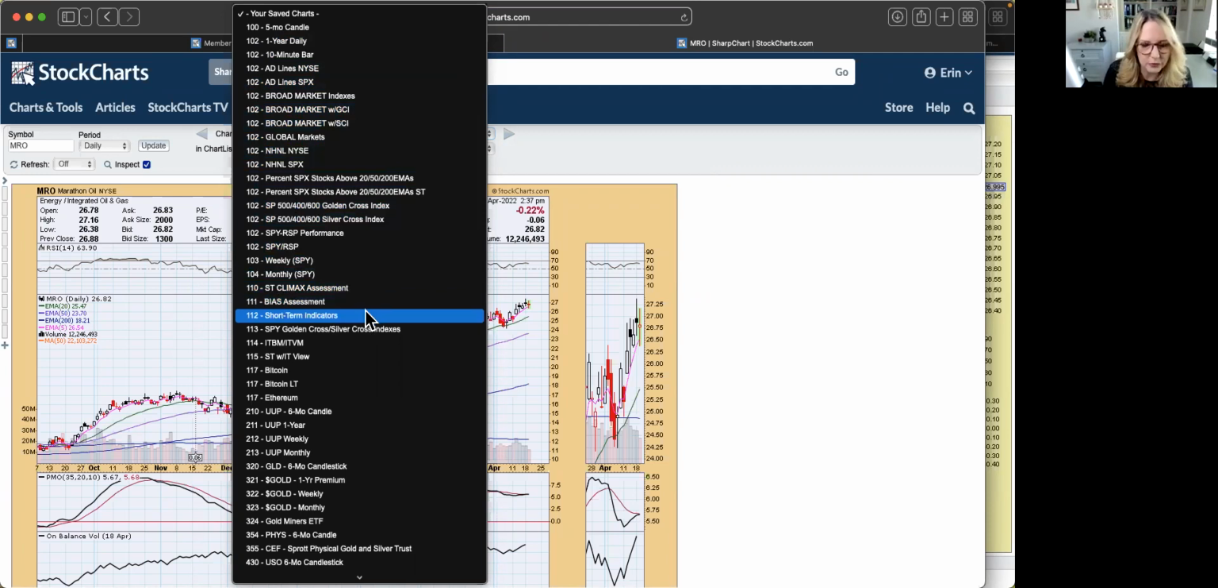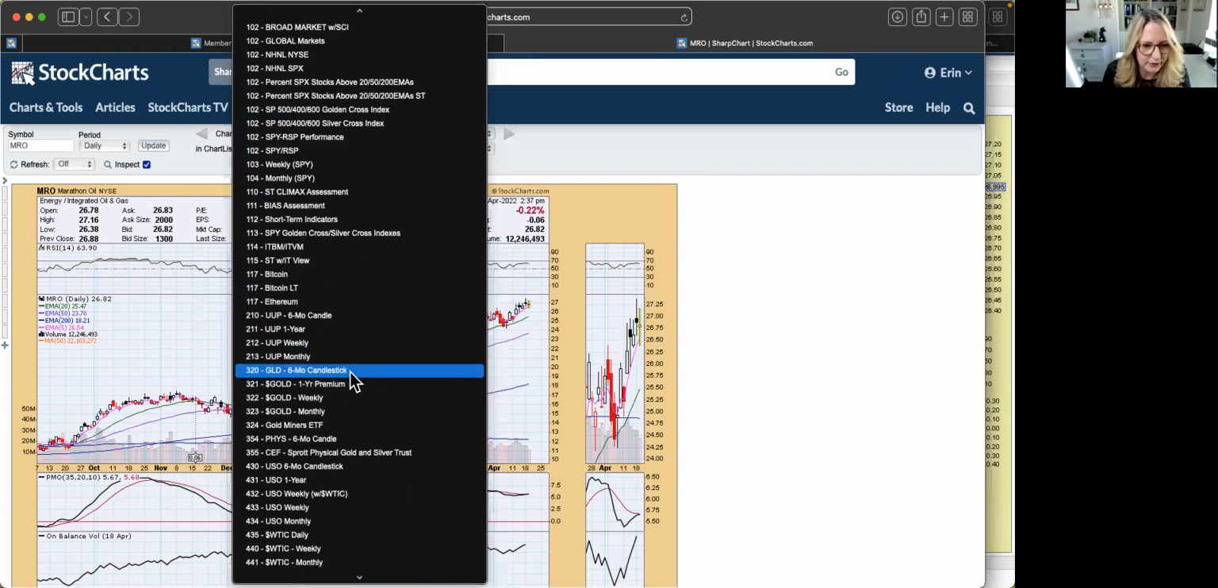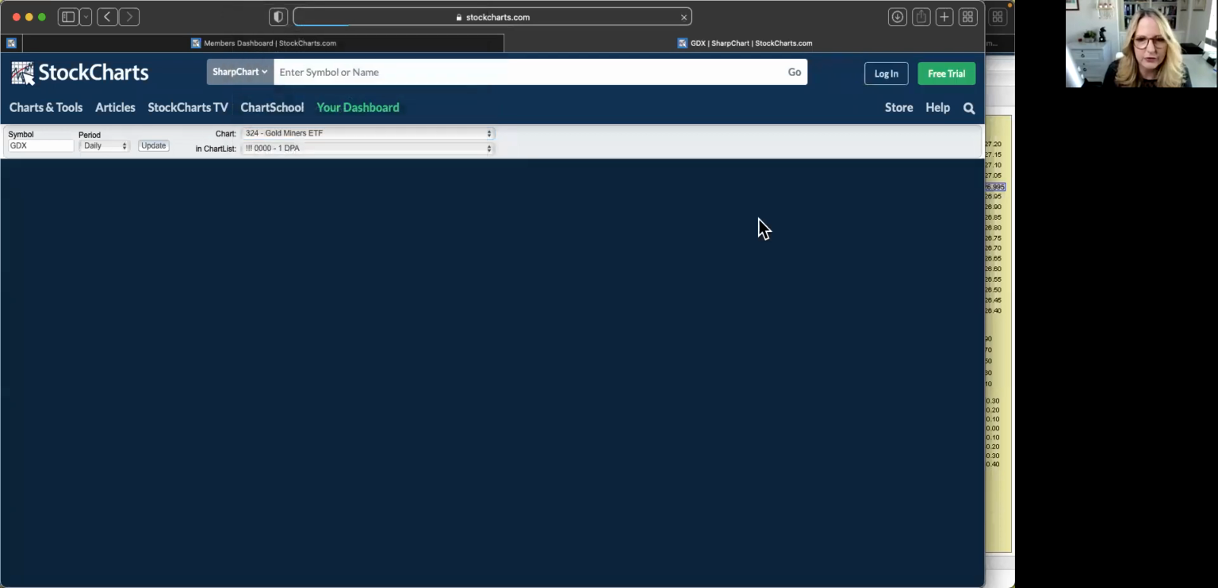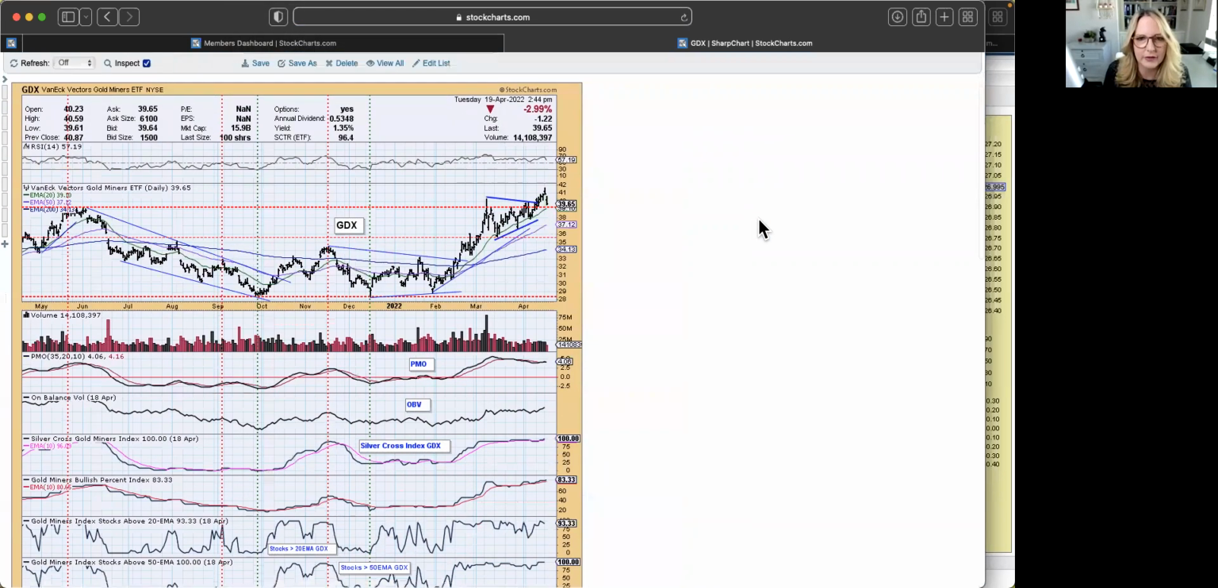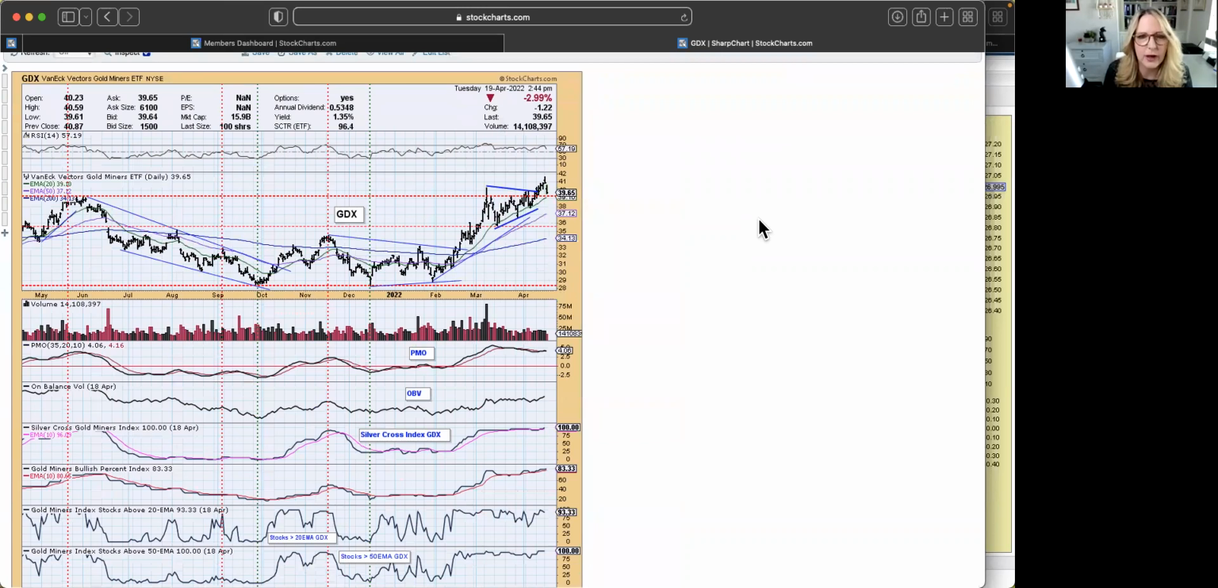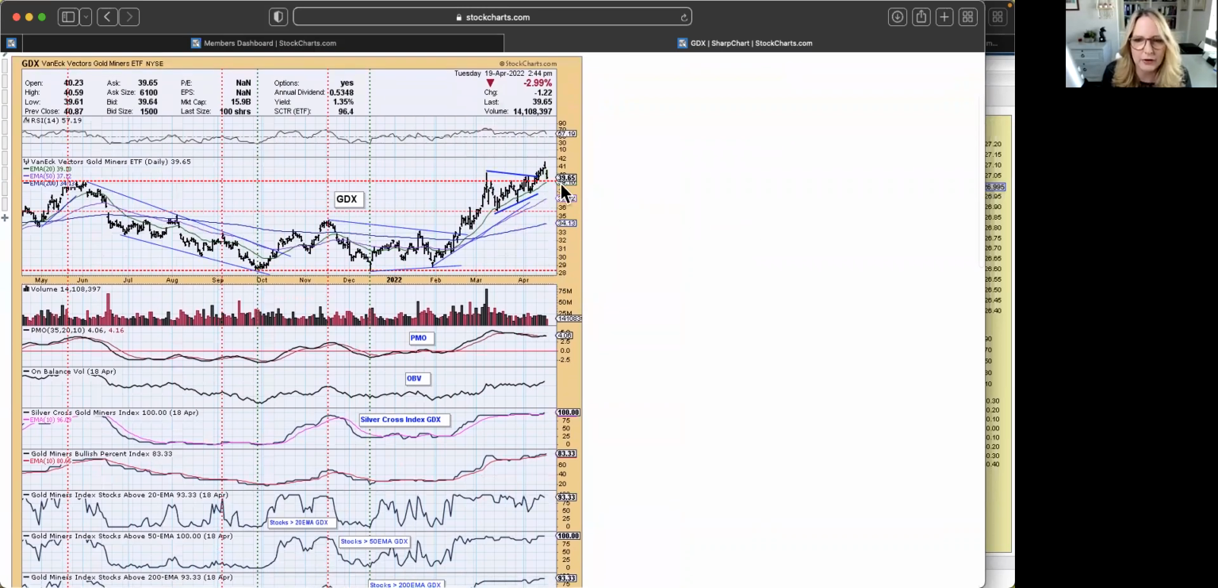So back to gold miners, where it is right there. Again, this is a chart I look at every day in the Decision Point alert. I've been a real fan of gold miners. I see a big pullback today, but I think it's very constructive. It's really been running quite a bit.